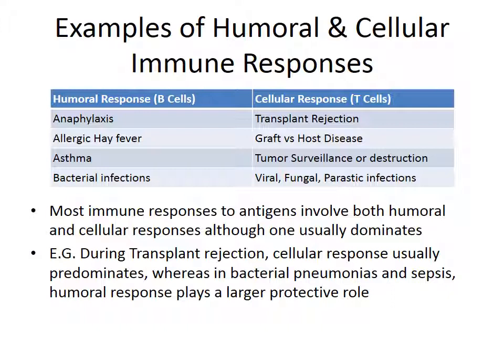Most immune responses to antigens involve both humoral and cellular responses, although usually only one dominates. For example, during transplant rejection, cellular response usually predominates, whereas in bacterial pneumonias and sepsis, humoral response plays a larger protective role.